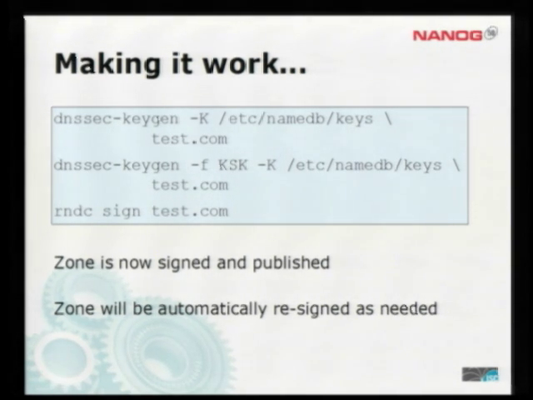The second one creates the key signing key, dropping the data into that same directory. rndc sign test.com, boom, congratulations, I now have a signed zone. Used to be hard. It's not hard anymore.